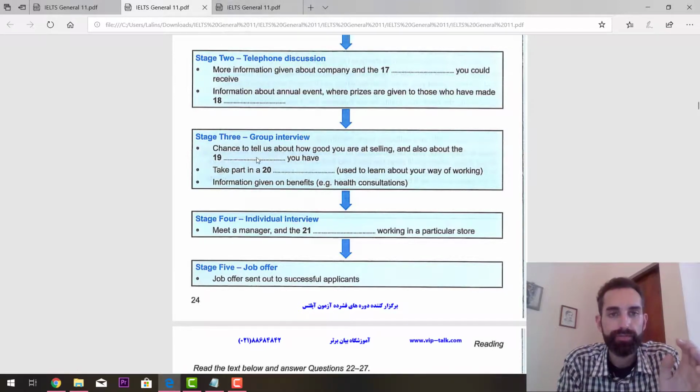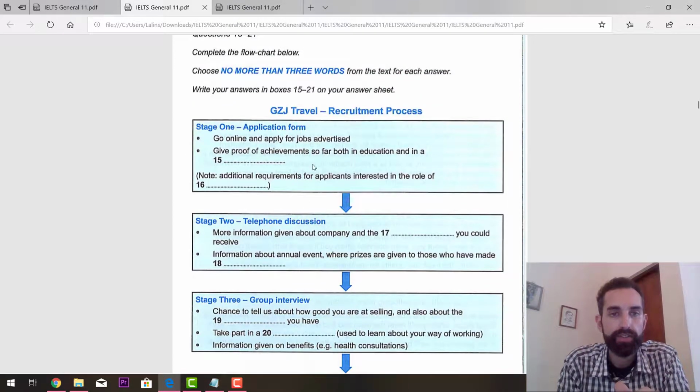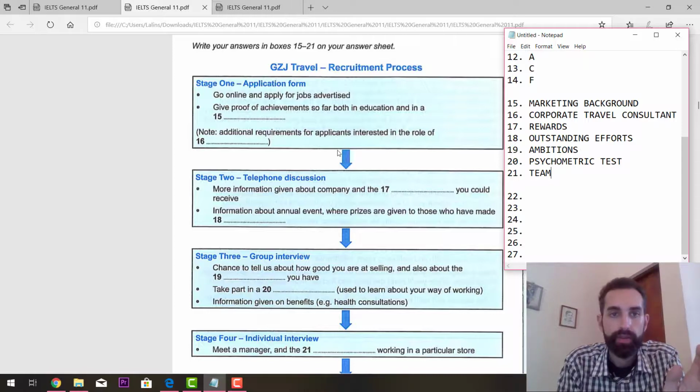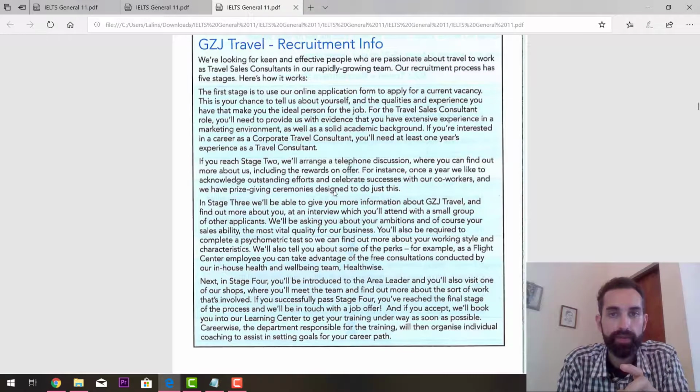Alright, so now we'll just go through this section so you can see what answers we've got. So what we got here is you want to give proof of achievement so far both in education and in a marketing background. That was here, stage 1. Here we have, there was a chance to tell us about yourself and the qualities and experience you have that make you the ideal person for the job. For the travel sales consultant role, you need to provide us with evidence that you have extensive experience in a marketing environment as well as solid academic background.